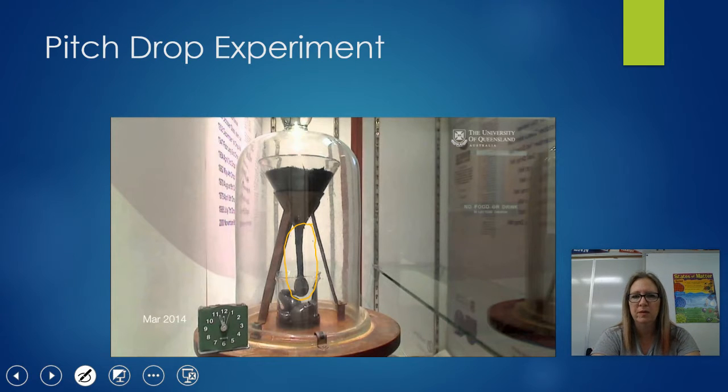Well, this experiment has been set up since the 1920s. And only 9 drips have fallen off of this. It takes years before another drip falls, okay? But because it is technically flowing and because it is technically changing, it is considered a liquid and not a solid.